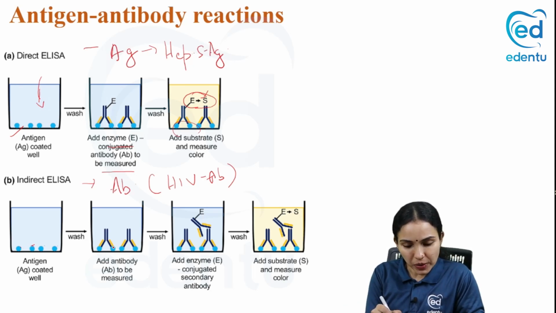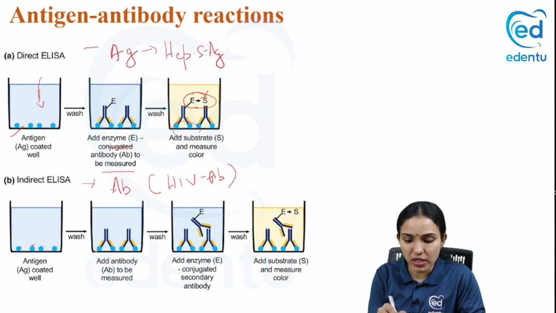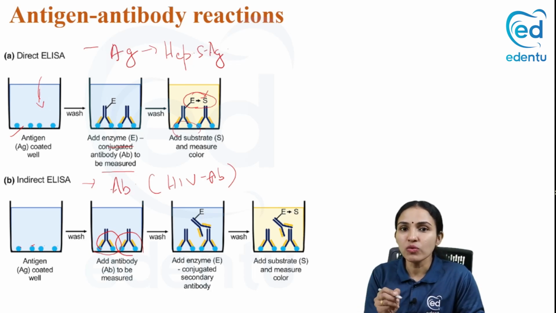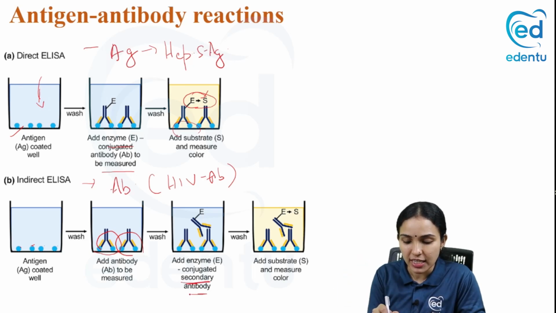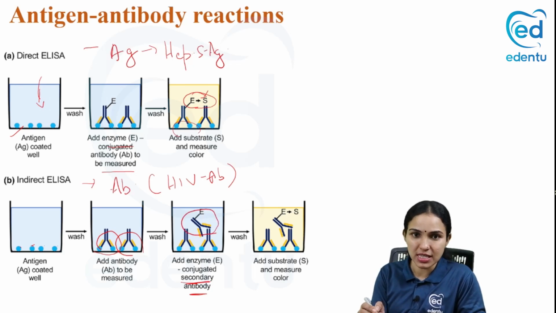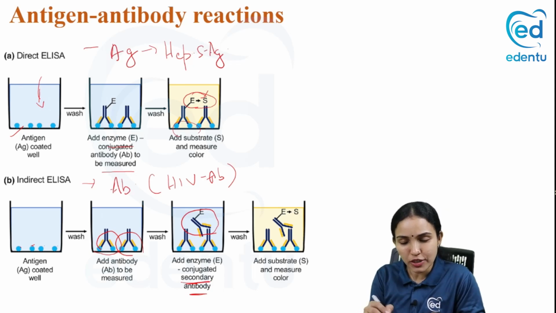Now you are adding the patient serum. Suppose the patient serum contains anti-HIV antibodies, they will bind to these antigens. So here you can see the antibodies have got bound to the antigens present in the well. Now we want to detect it. There is no enzyme or substrate already added. So you're going to add a secondary antibody against the primary antibody. You're going to add a secondary antibody labeled with the enzyme. So here there are two antibodies.